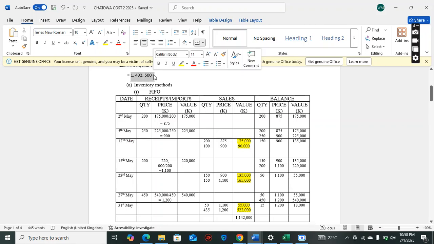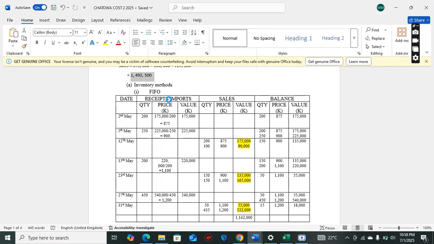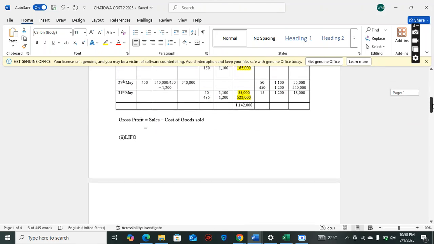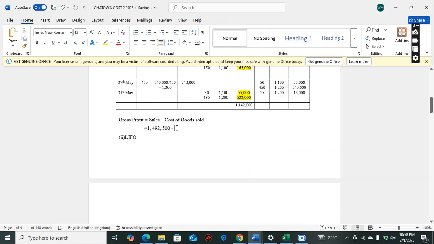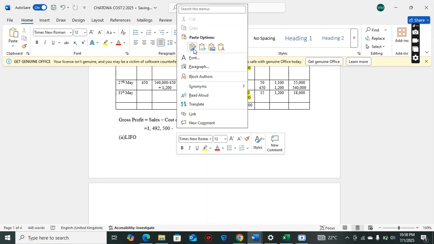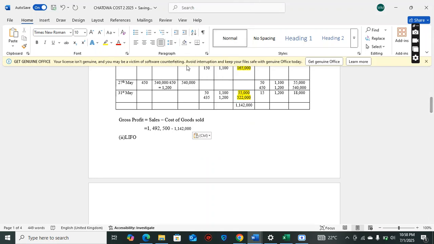So our sales revenue 492,500 minus our cost of goods sold 1,142,000. What do we get?